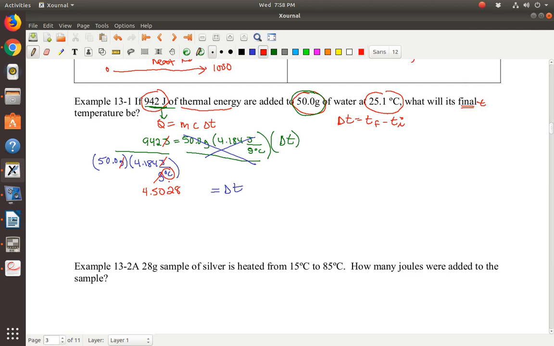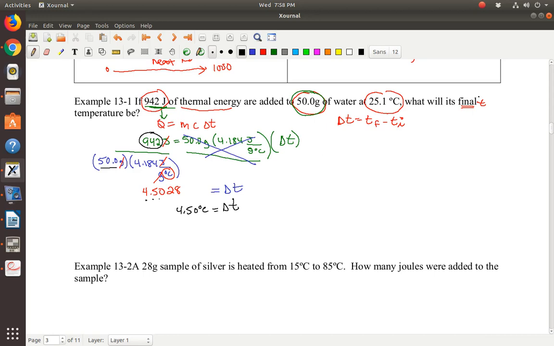I got 4.5028. We got to look at sig figs. This one has three significant figures. Don't count this one because I looked it up, so I need three significant figures. So it's 4.50 degrees Celsius is the change in the temperature. Delta T means change in T, for temperature. So that's the change in the temperature.